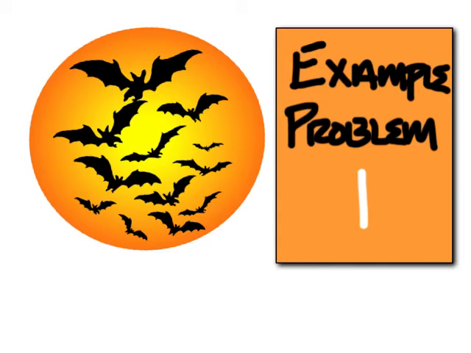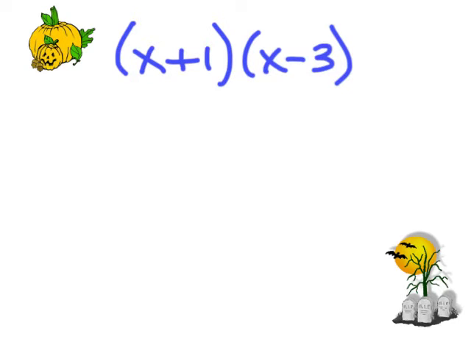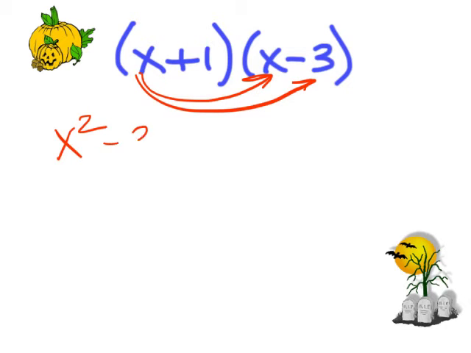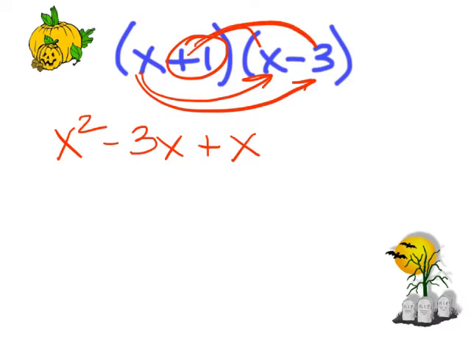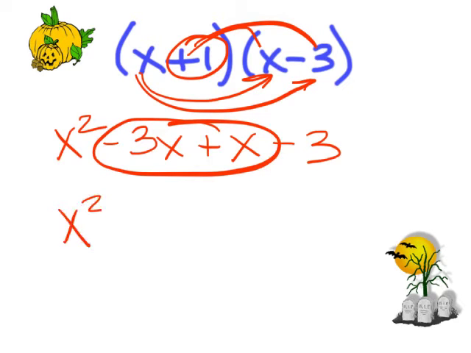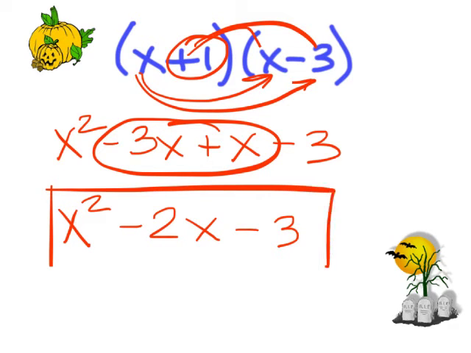Here's example number 1. X plus 1 times x minus 3. So you go x times x, and then x times minus 3, and then start here, 1 times x, and 1 times minus 3. Simplify your like terms in the middle to come up with -3 plus 1, that's a -2. This is your final answer.